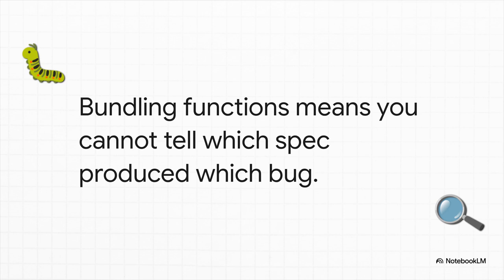When you bundle 5 functions into one giant prompt, you are completely breaking that clear contract. If something goes wrong, you have no idea which spec produced which bug. The entire point of this system is clarity and isolation. So you really have to generate code in small, distinct units rather than trying to build a whole app in one go. Keep it modular.